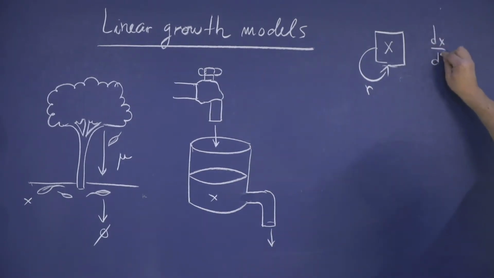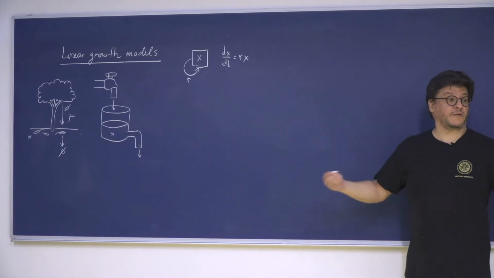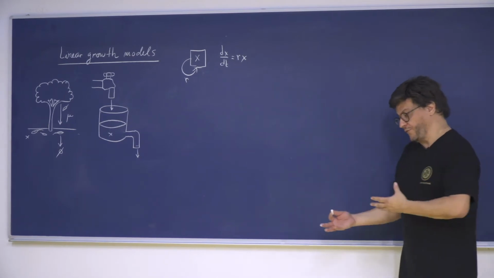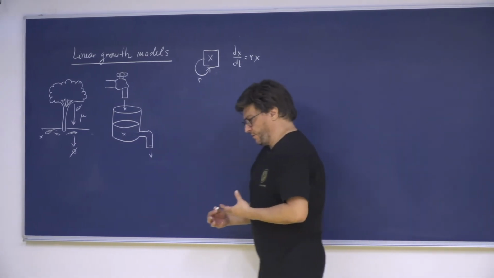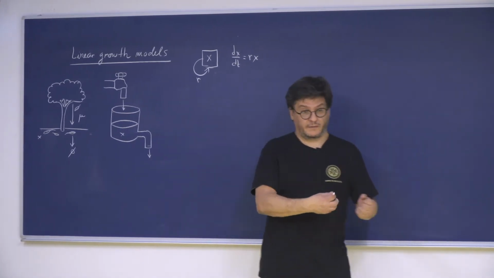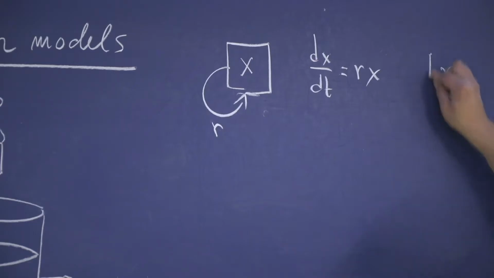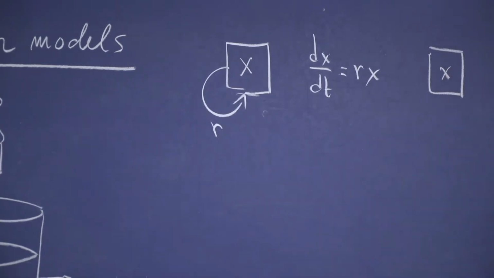This was associated with a simple differential equation which has a solution, exponential growth, right? Remember, it goes to infinity, but nevertheless it's useful when we consider the population where resources are not yet limited, right? The other process we considered was death, right?